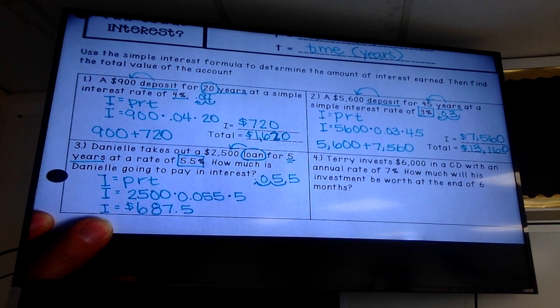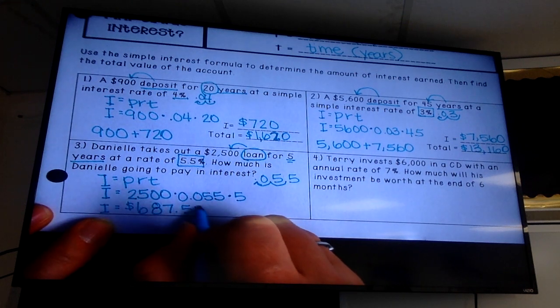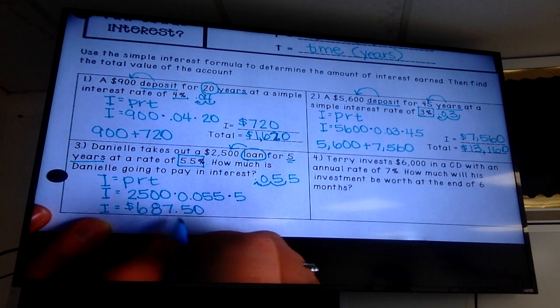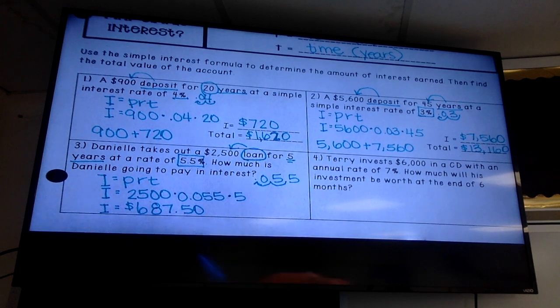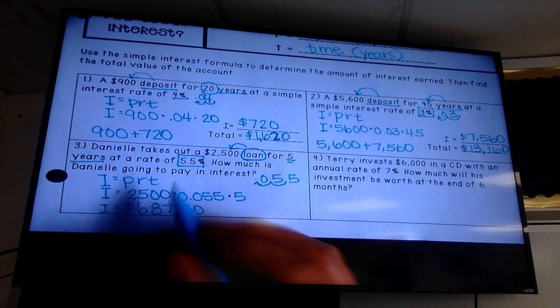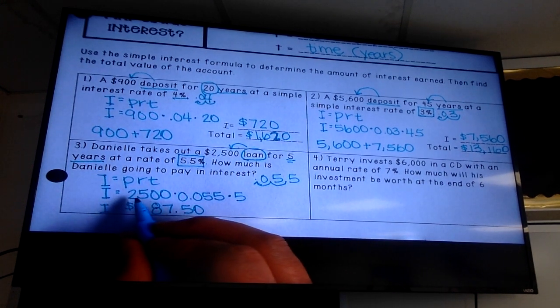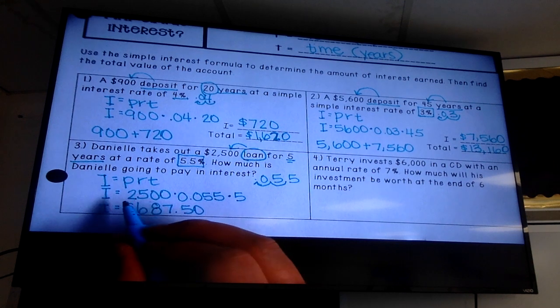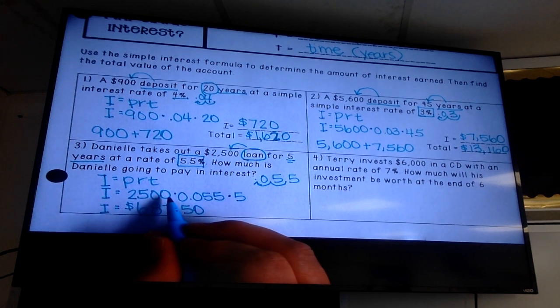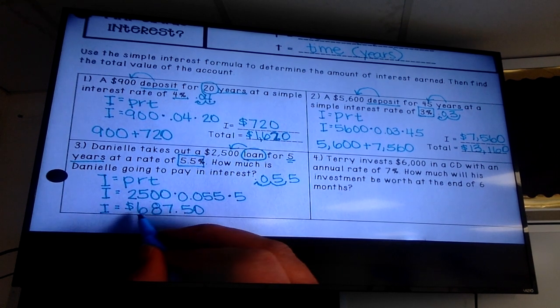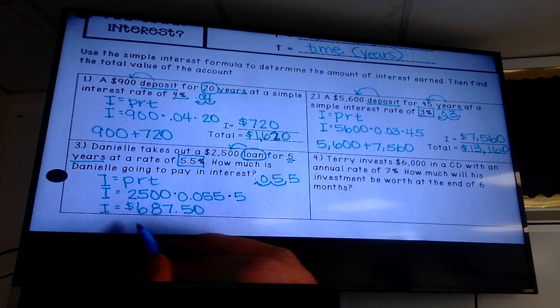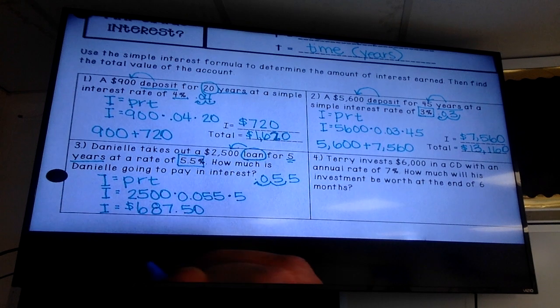So I'm not going to write it like this because that looks funny to my eye. I'm going to add that 0 in there. So I know she's going to pay back $687.50 in interest. Now, I want you to understand that when you borrow money or you take out a loan, not only do you have to pay back the amount you borrowed, so she has to pay back $2,500, she also has to pay back the interest. So she has to pay back an additional $687.50.